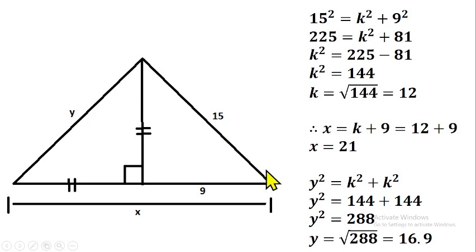This side is given 15 centimeter, and this side is also given 9. So we can start from this right angle triangle. Do we understand that? And you can see that we have two stripes on this side and two stripes also on this side. It means something.